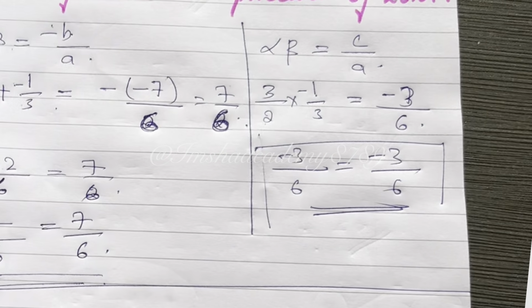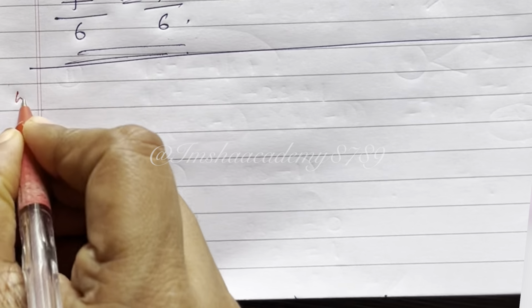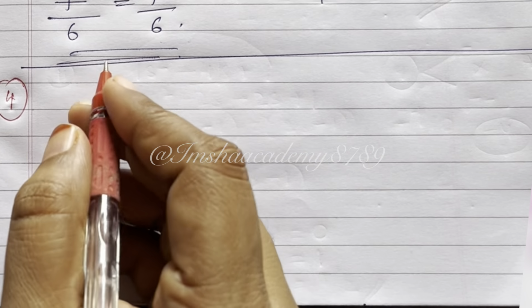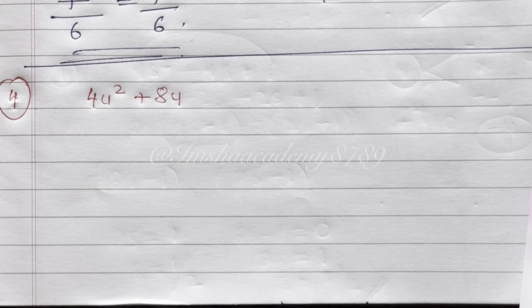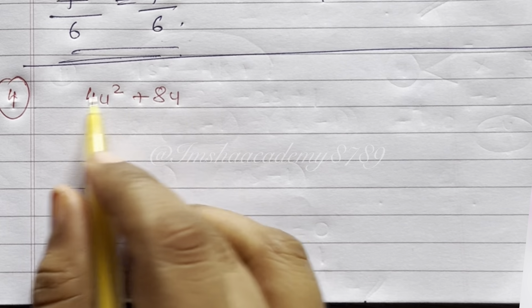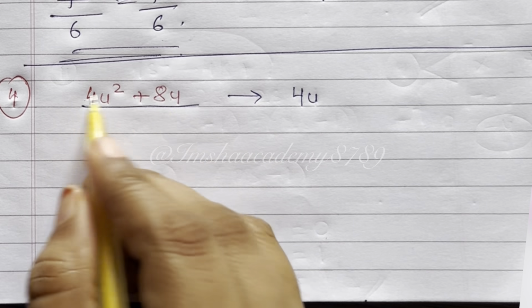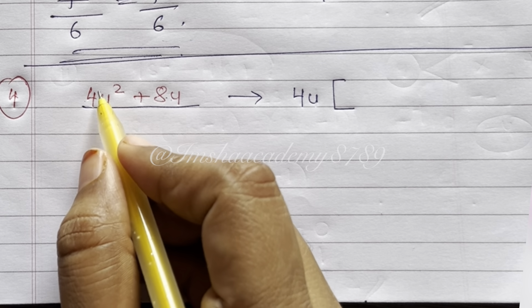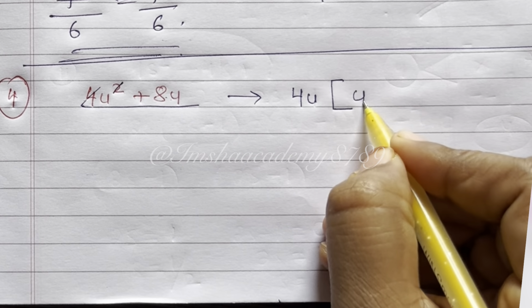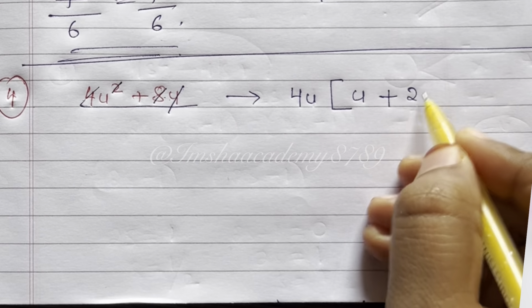Moving to the next problem, question number 4. The question is 4u square plus 8u. See here, the constant term is not there. So what I will do is take the common term out first. 4u is common in both the terms, right? So when I take it out, what is remaining inside? 4 I have taken out already, and u I have taken out, so u is remaining on this side. Here I have taken u out and 4 is taken out, which means 2 is remaining on this side, okay?